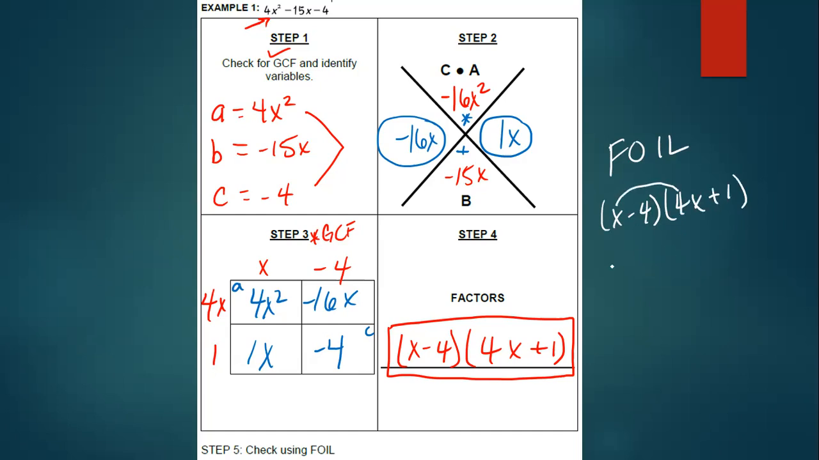First times first, 4x squared. Outside times outside, 1x. Inside times inside. And last times last. And do I come back to where I started? Ignore that.